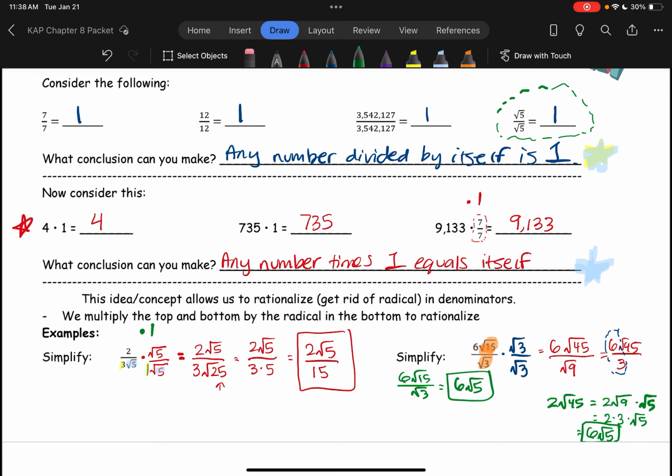So to summarize, when you're rationalizing a denominator, getting rid of a square root on the bottom, you multiply the top and bottom by the square root that was found in the denominator. All right, that'll be the end of the notes for today. There is no homework assignment for today, just a quick recap on how we simplify radicals.